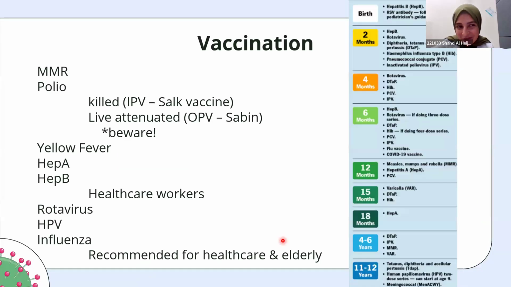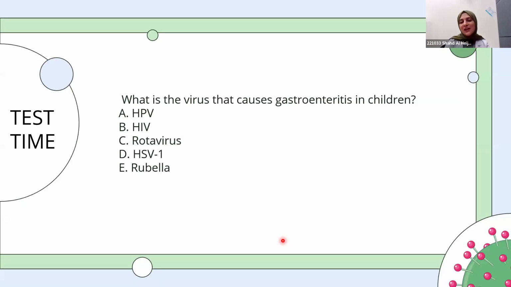This brings us to the end of virology. Now we have the last set of questions for the last lecture. What is the virus that causes gastroenteritis in children? Rotavirus. Okay, what does rubella cause? Where did we mention rubella? Is it teratogenic? Yes, rubella is the teratogenic one, which will cause infections in the fetus if it's passed transplacentally, which is why the mother needs to be protected against rubella.